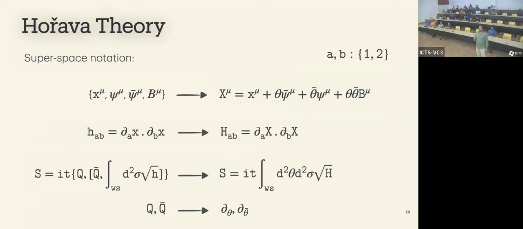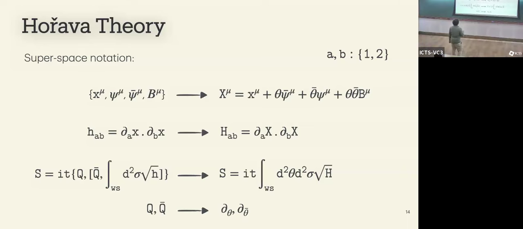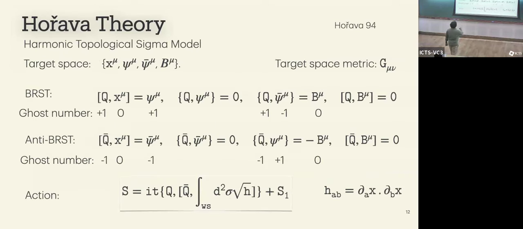Now there is a superspace notation for this. You can combine all of them in a very compact form, like capital X, which is x^mu plus theta psi bar, theta bar psi, theta bar theta b^mu. Now all of them together I'll call X^mu. h_AB is also upgraded to capital H_AB, del_A X, which we will call big variables, which are functions of theta and theta bar, as bigraded variables. I might use this term multiple times. That means it has four components, with two fermions and two bosons. Now this is the induced metric upgrade, and the action which I wrote, Q comma Q bar times d^2 sigma root h, becomes this. You can easily convince yourself by choosing the fact that Q and Q bar are just del theta. Let's say Q and Q bar are del theta, which you can also identify from the BRST commutation relations.